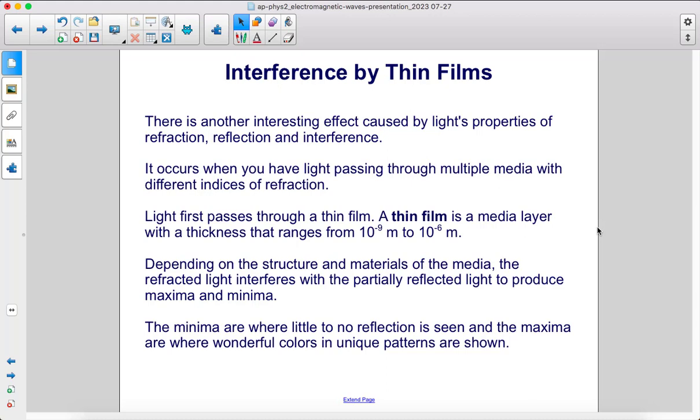A thin film is a media layer with a thickness that ranges from 10 to the negative ninth meters to 10 to the negative 6 meters. Depending on the structure and materials of the media, the refracted light interferes with the partially reflected light to produce maxima and minima. The minima are where little to no reflection is seen, and the maxima are where wonderful colors and unique patterns are shown.